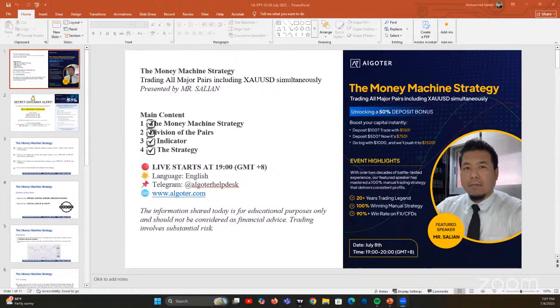For the main content, I'll explain the money machine strategy, the division of the pairs, the indicator we will use, and how to execute the strategy. So let's move on.